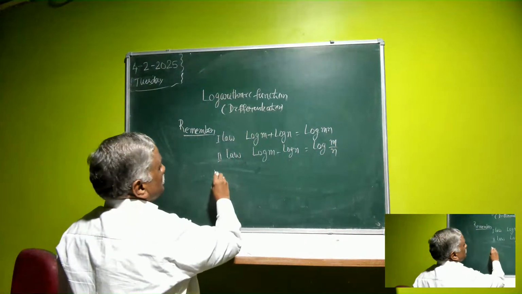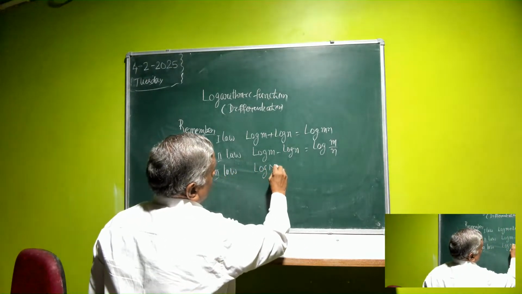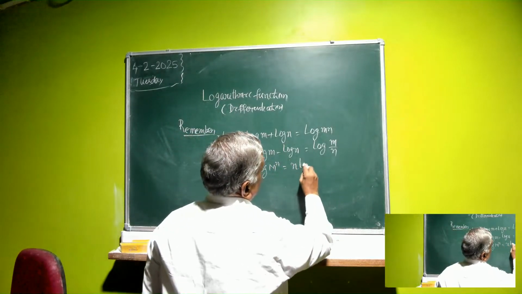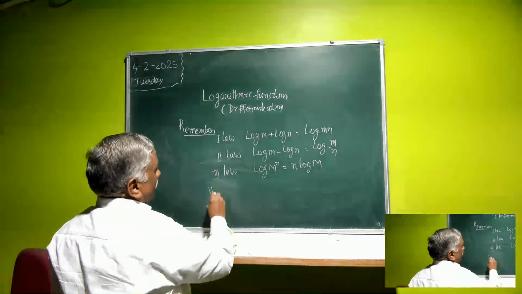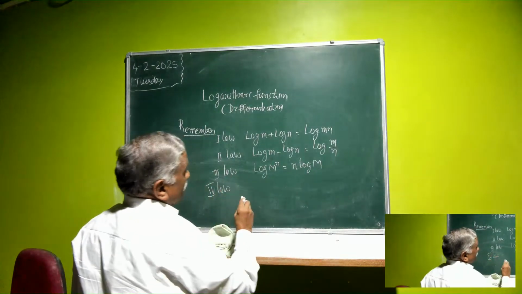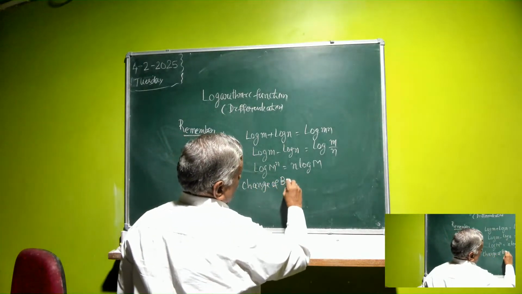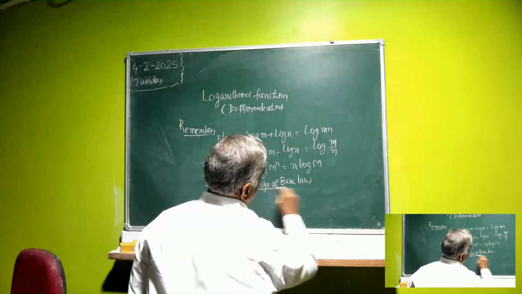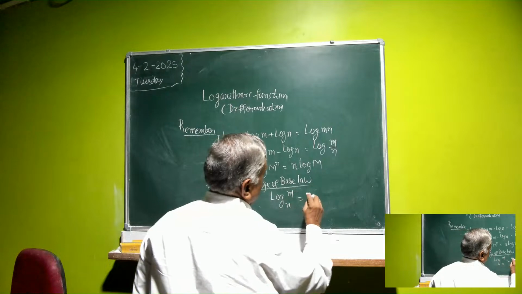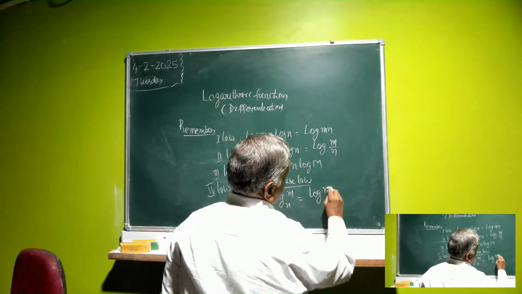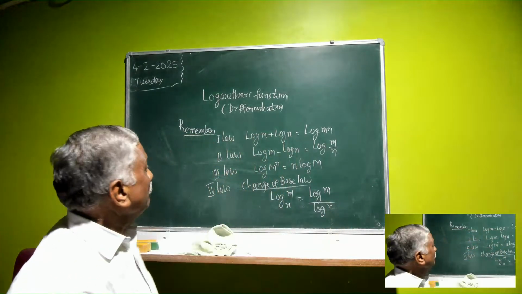What is the third law of logarithms? Log m power n is equal to n log m. What is the fourth law of logarithms? It is also called change of base law. Log m to base n is equal to log m by log n. You can write any base.